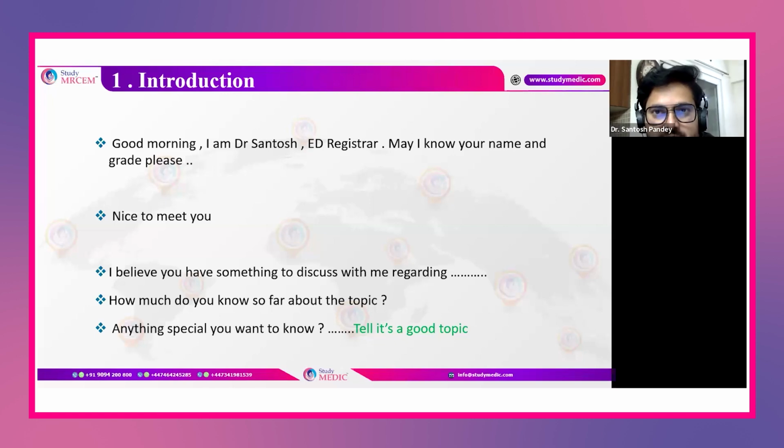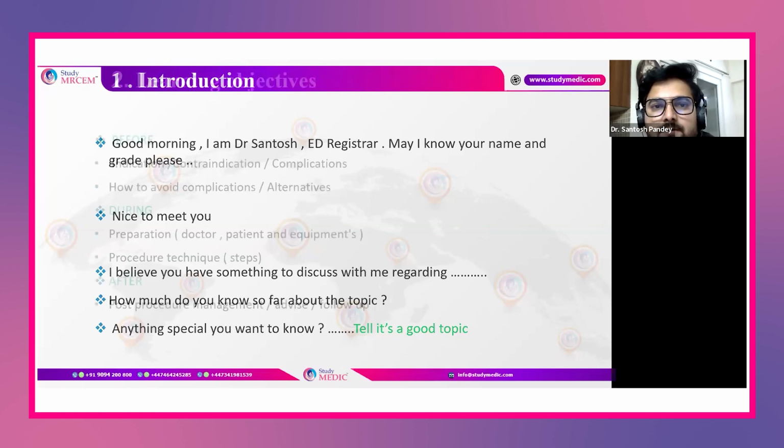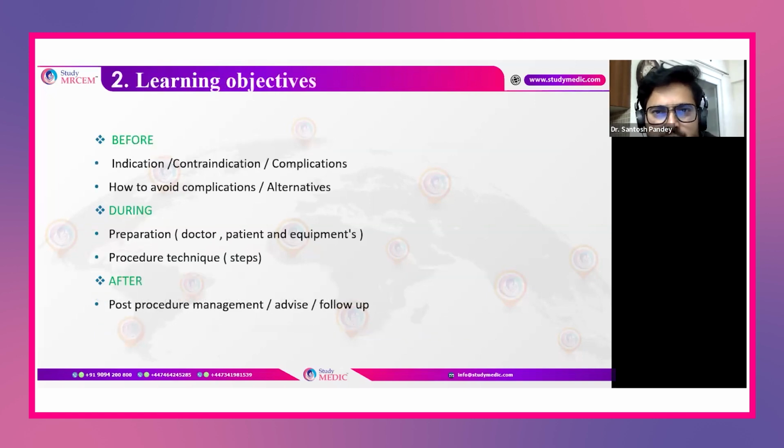And there should be no repetition. This is a good teaching format. That's why it is better to ask if there is anything special he wants to know. And to start with, you can tell him how clinically important this topic is, so he develops interest in the topic. So this was the introduction session. Now, once you have given the introduction, you have built a good rapport with your junior. Then you start with the learning objectives and come to the procedure.